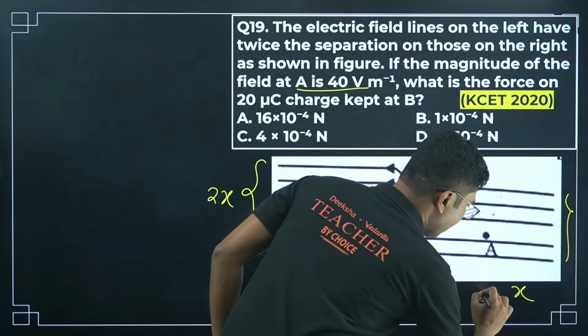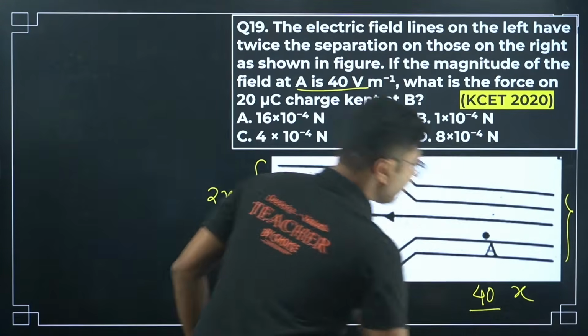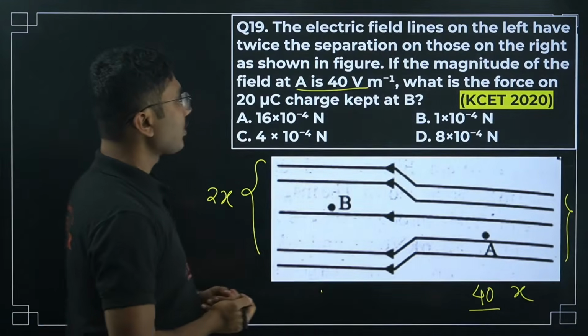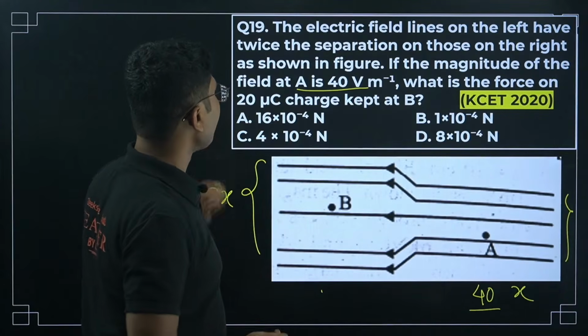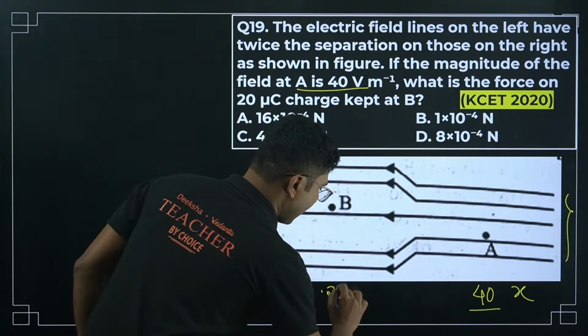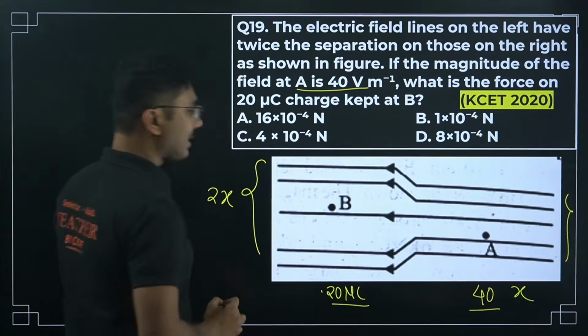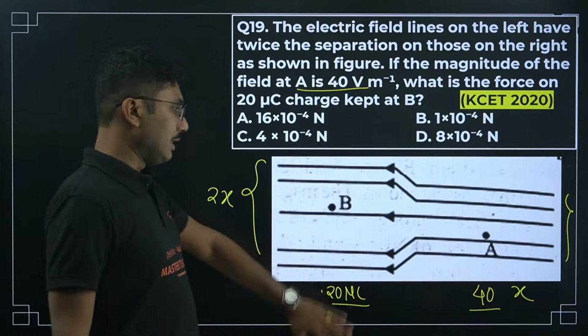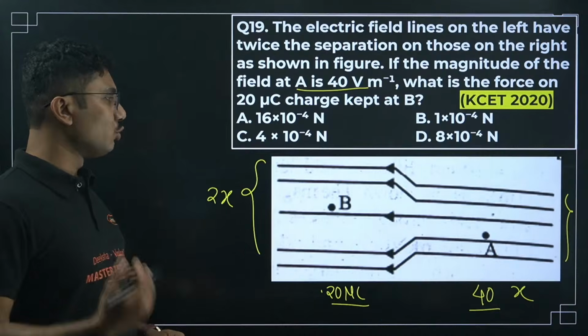So the magnitude of the field at A is 40 volt per meter. What is the force on the 20 microcoulomb charge kept at B? Okay, so 20 microcoulomb charge is kept at B, so what is the force on it? An easy question, but it requires two steps.